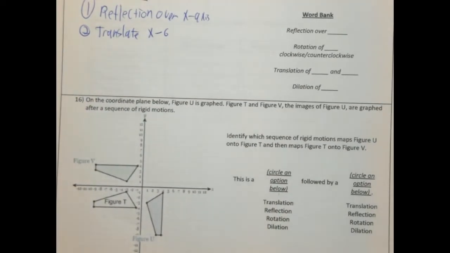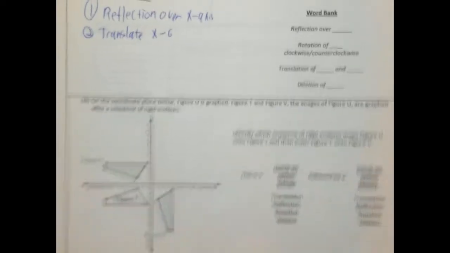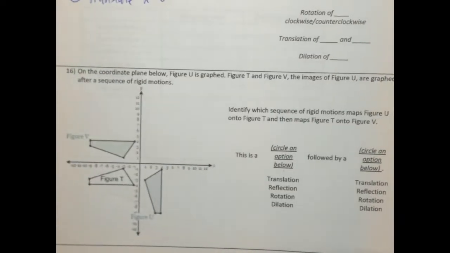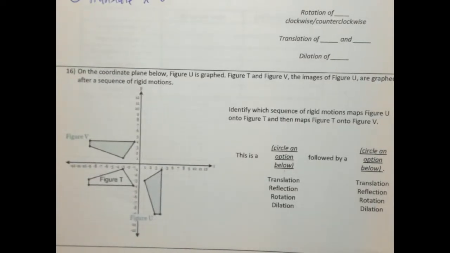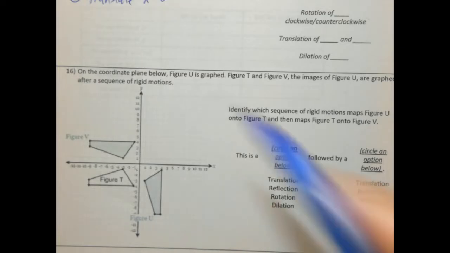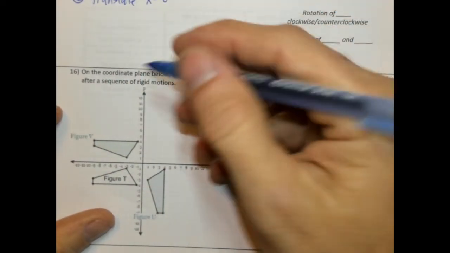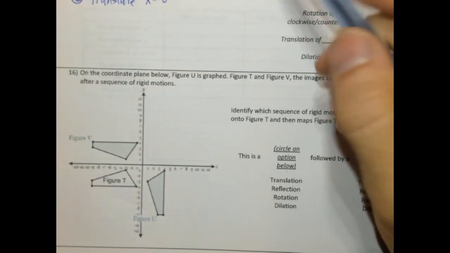Okay, number 16. On the coordinate plane below, figure U is graphed. Figures T and V, the images of figure U, are graphed after a sequence of rigid motions. Okay, so again, a sequence is just a composite. There's more than one. They're doing more than one here.